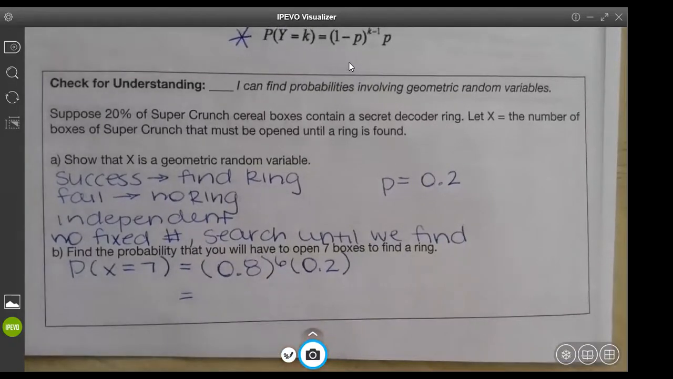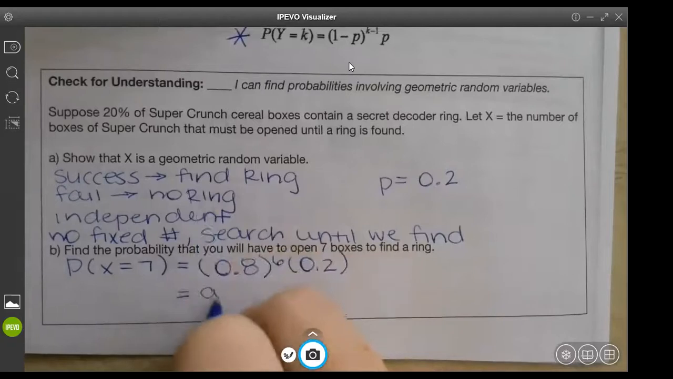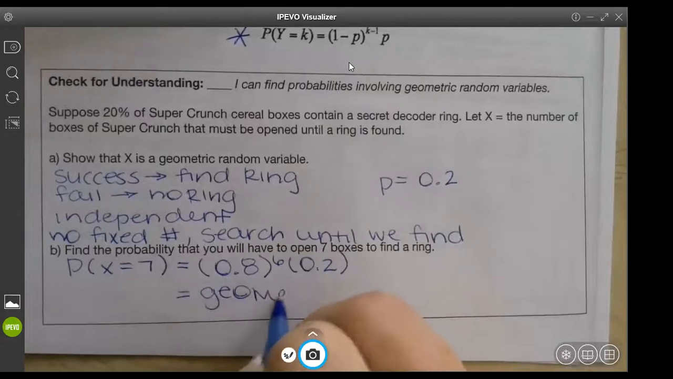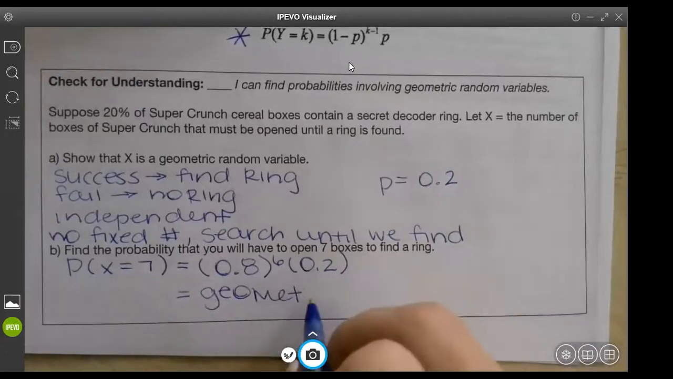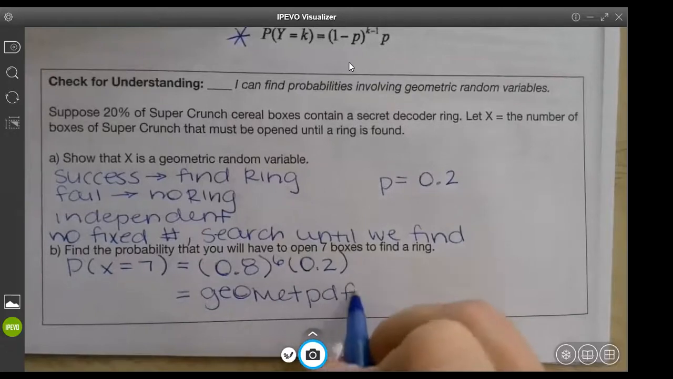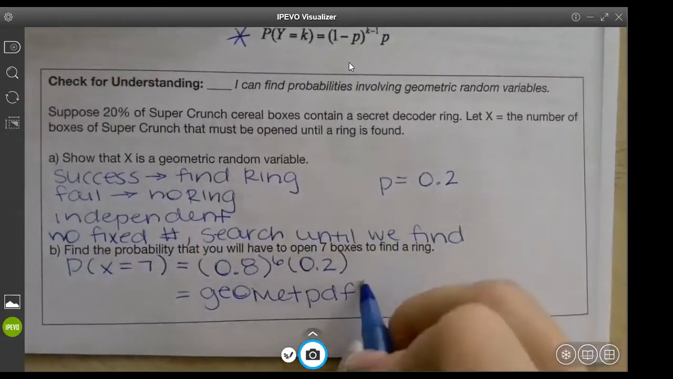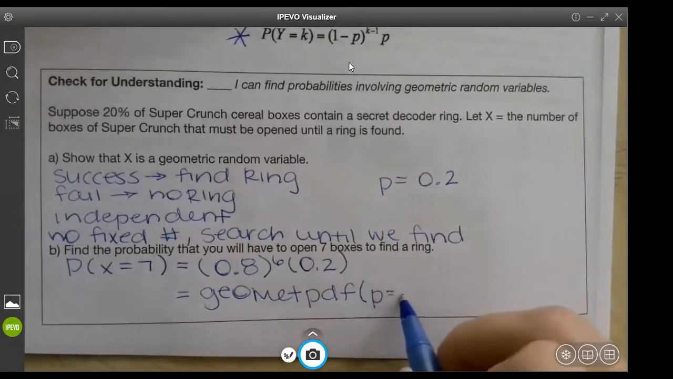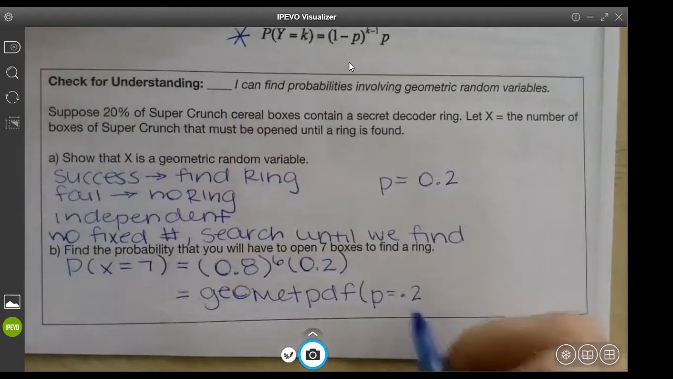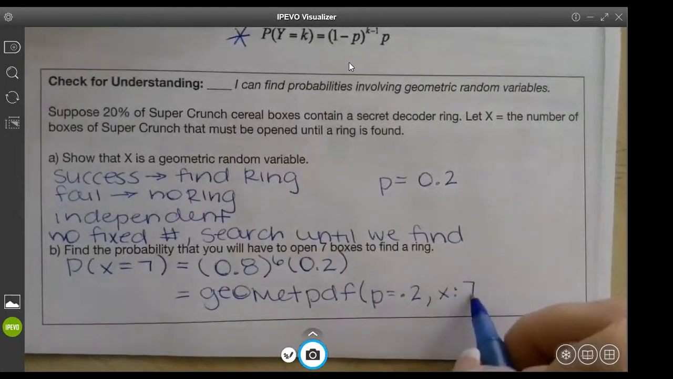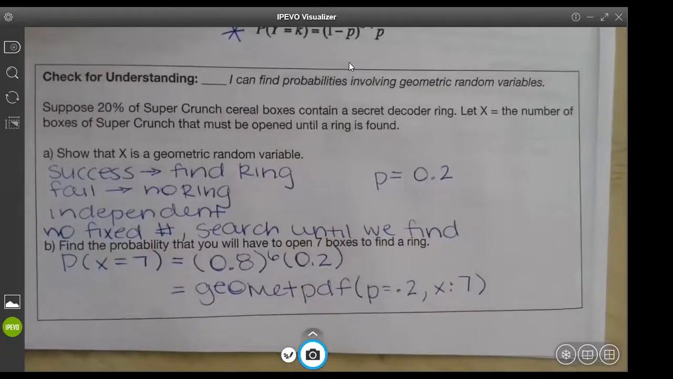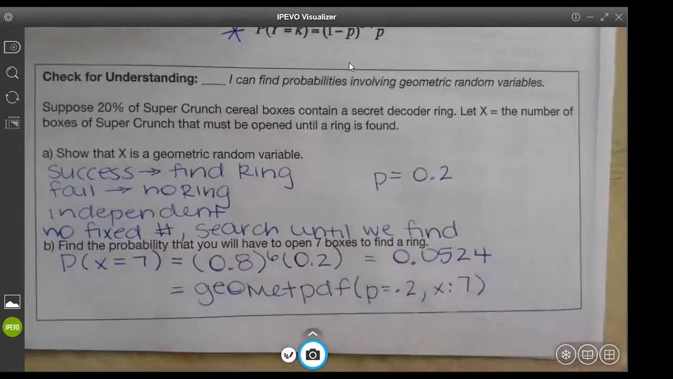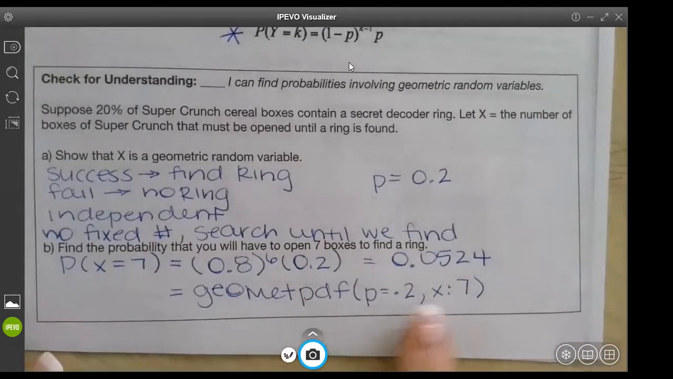In the calculator, we're going to do GMF, which one? PDF, because we're looking for exactly 7 or perfect 7. You put your P in first, which is 0.2, and then your X value, which is 7. Both of those give you the same value of 0.0524. Again, I don't care which one you do, just make sure you define both.